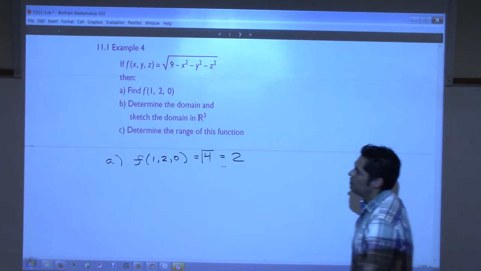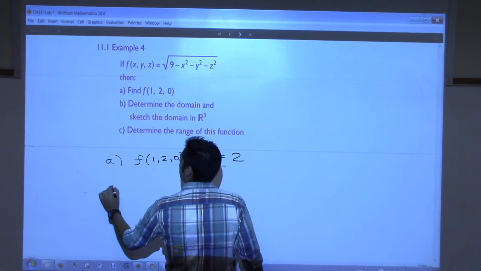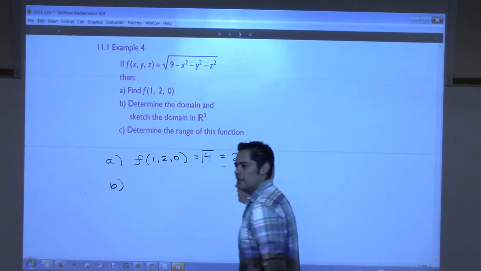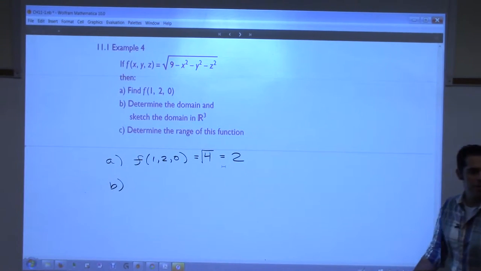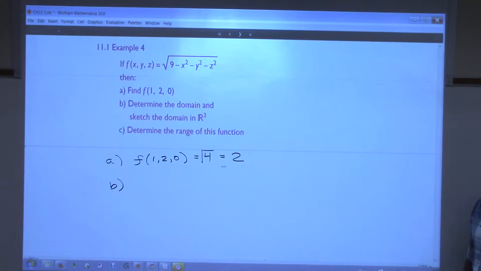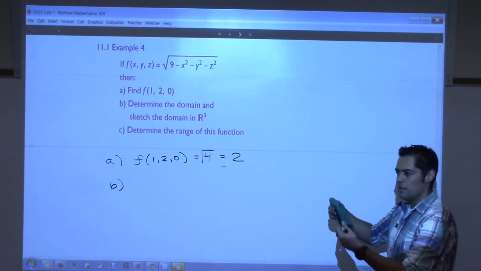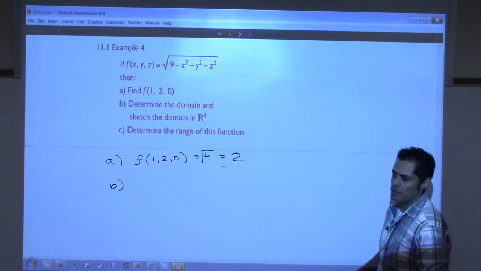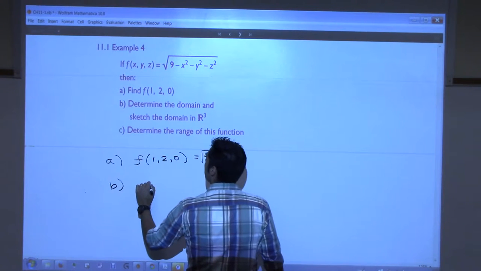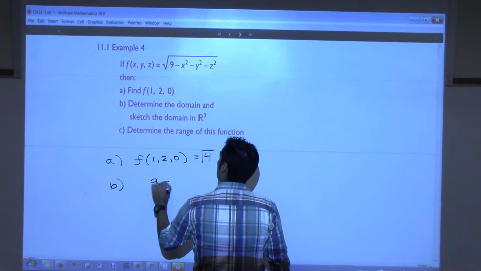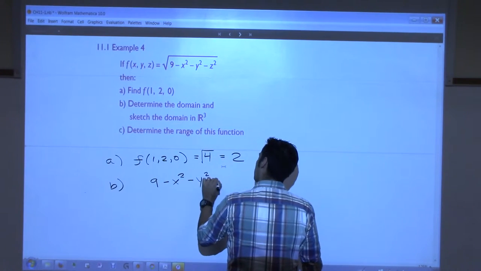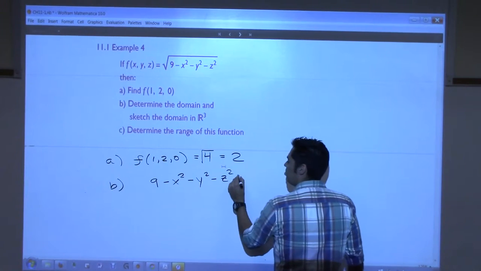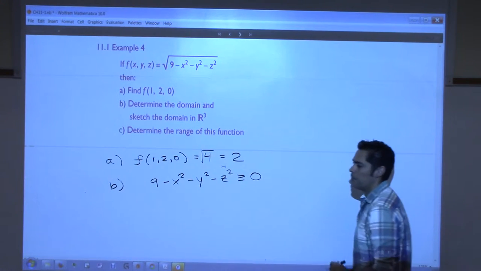And then, part B, domain. We have a square root again, right? We need to make sure that the argument, the radicand, is not negative. So we need that 9 minus x squared minus y squared minus z squared stay bigger than or equal to 0.